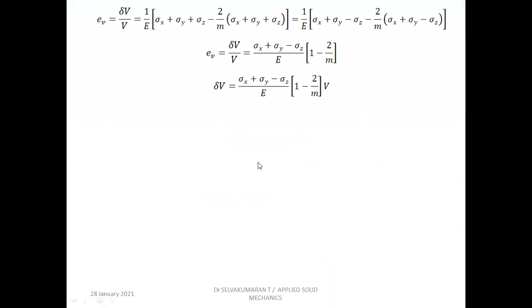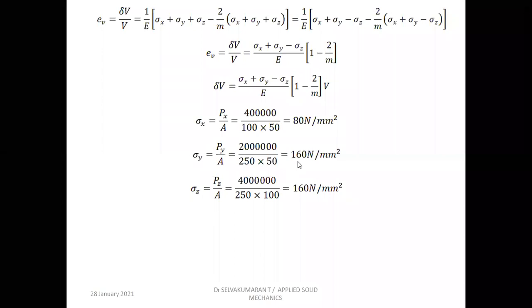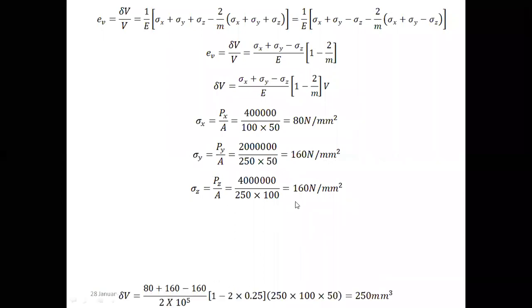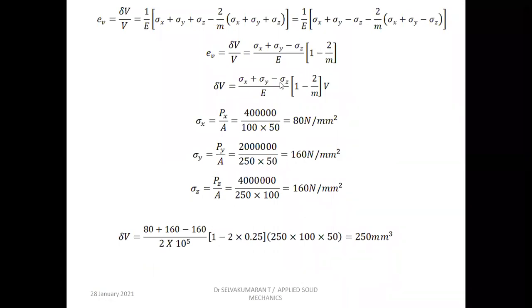Okay. So with this as input, we are getting sigma x is equal to 80 Newton per mm square, and sigma y as 160 Newton per mm square, and sigma z also 160 Newton per mm square. And you just plug in all the values here. Substitute Poisson's ratio, and the volume is length into breadth into thickness. We are getting change in volume to be 250 mm cube.